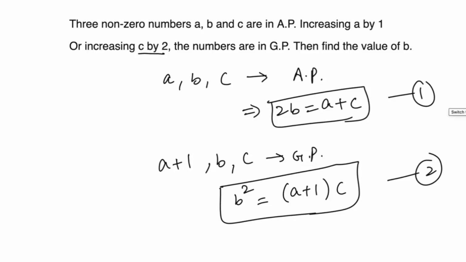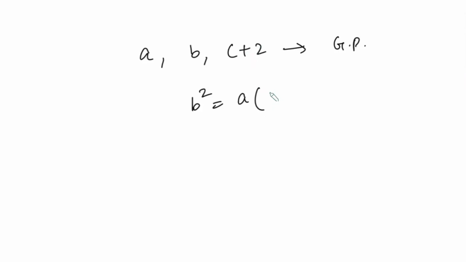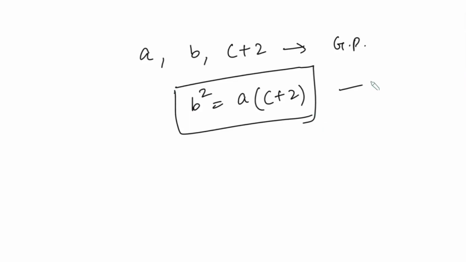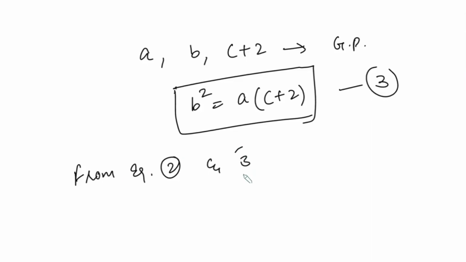Third, it is given that if you increase C by 2, so A, B, and C plus 2, they are also in GP. From here, we can say that B square is equal to the first term A times the last term, which is C plus 2. And that's equation 3. From equation 2 and 3, we have the values of B square, which was A plus 1 times C. And from equation 3, it is A times C plus 2.